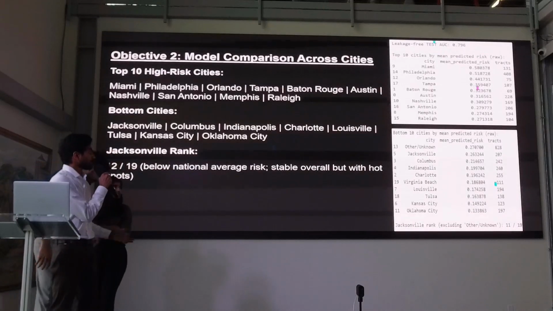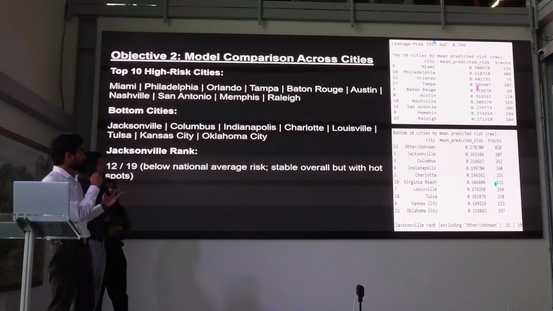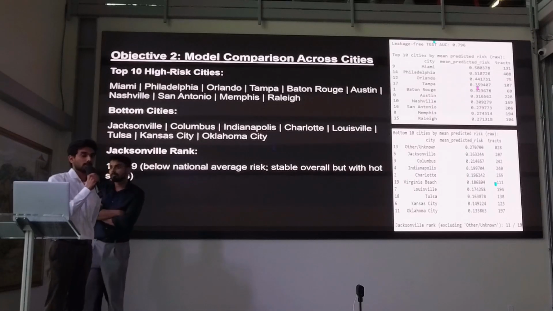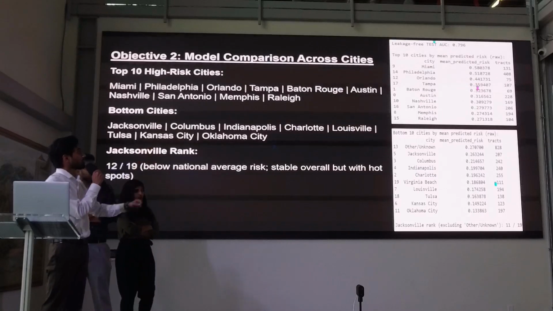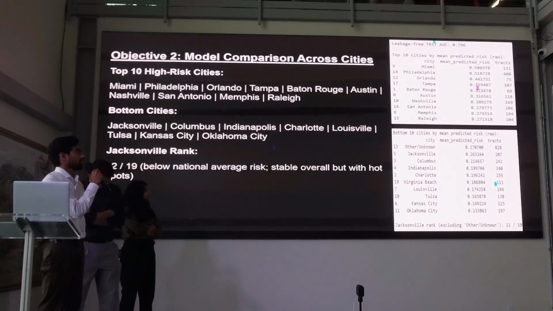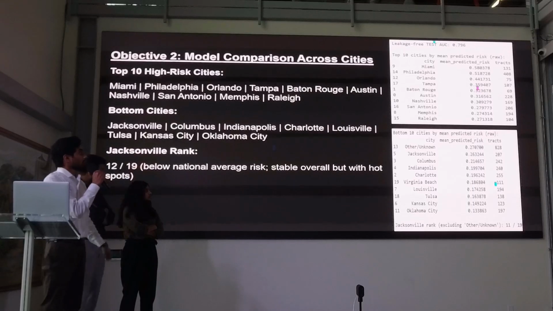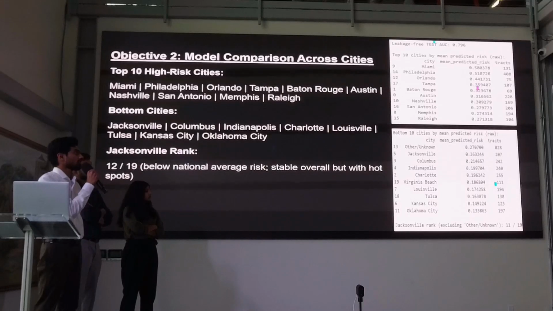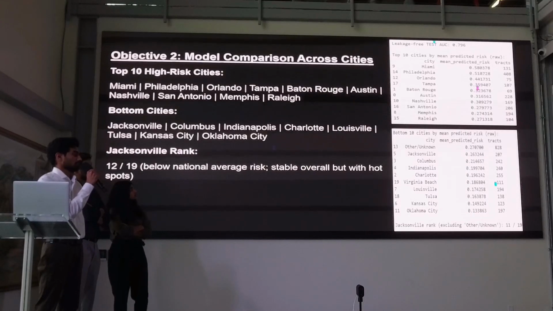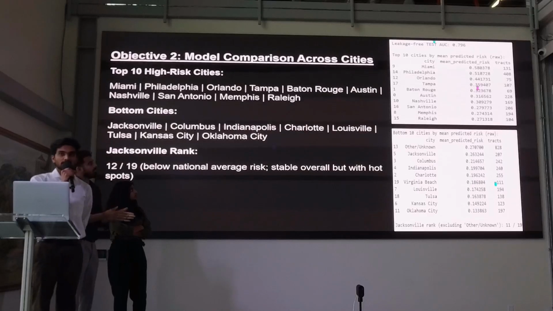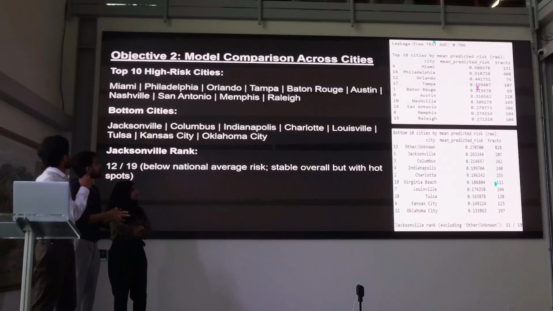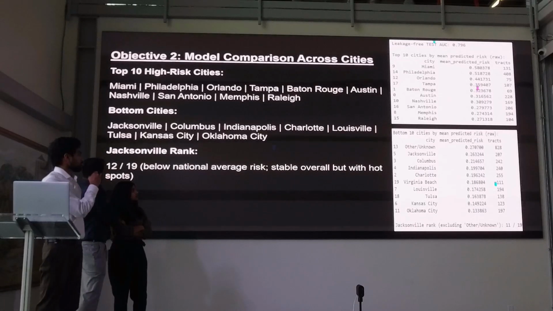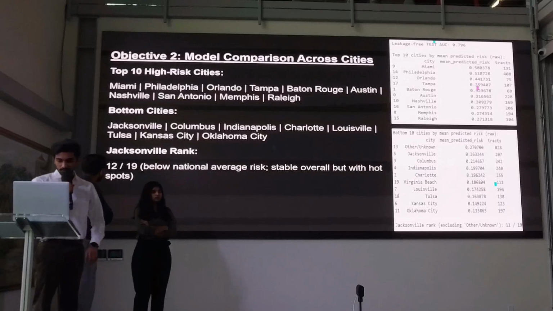As my friend said, we use the same features for objective 2, which is to compare Jacksonville with the other major cities in America. And here are our findings. We got the top 10 cities which are at high risk in America with a high predicted risk percentage depending upon the tracts, and Jacksonville is in the bottom 10, which is 11th place out of 19, where the index starts from 0. The topmost risk predicted city is Miami, whereas the lowest is Oklahoma City.